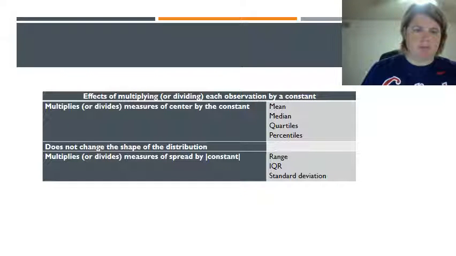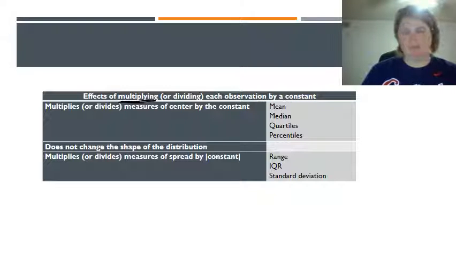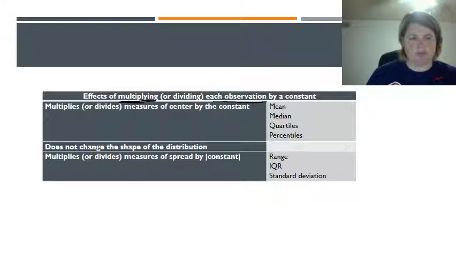So what about multiplying? This is different. Notice that this is for multiplying or dividing each observation by a constant. And this matters because later we'll talk about some other things that happen, but this is each observation. So if you multiply or divide each observation by a constant, then we also multiply or divide the measures of center. So the mean, median, quartiles, percentiles, etc. also change by the same multiplication or division. It does not change the shape of the distribution. But notice that it also changes the spread, and it's by the absolute value of the constant. So spread can only change in a positive fashion. Spread is never negative. So we have range, IQR, standard deviation, and they're multiplied by the absolute value of the constant.